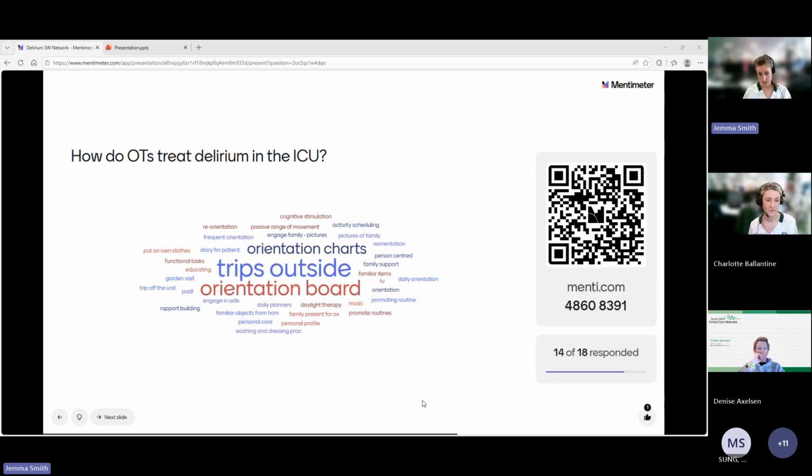But yeah, really, really good. I think it looks like orientation, access to natural light and trips outdoors are our winning answers. It's really encouraging to see lots of stuff around daily planning and routine building in there as well, because these are the things that we know are helpful.